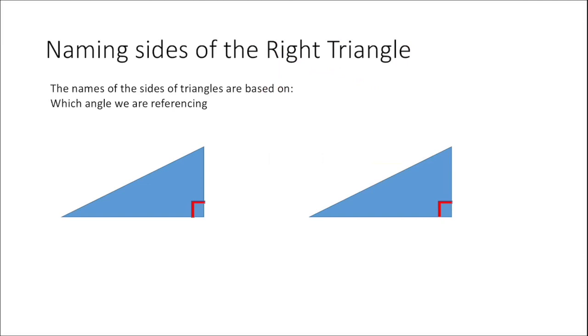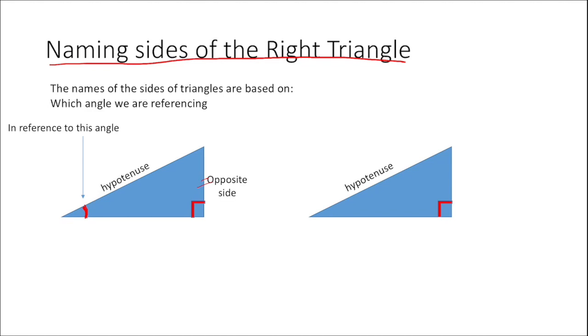So, first we'll start with naming the sides of the right triangle. So this is a right angle triangle. The names of the sides are based on which angle we're referencing. What does that mean? Well, this is always the side opposite the right angle, and we'll always refer to it as the hypotenuse. Now, in reference to this angle, this side is called the opposite side.